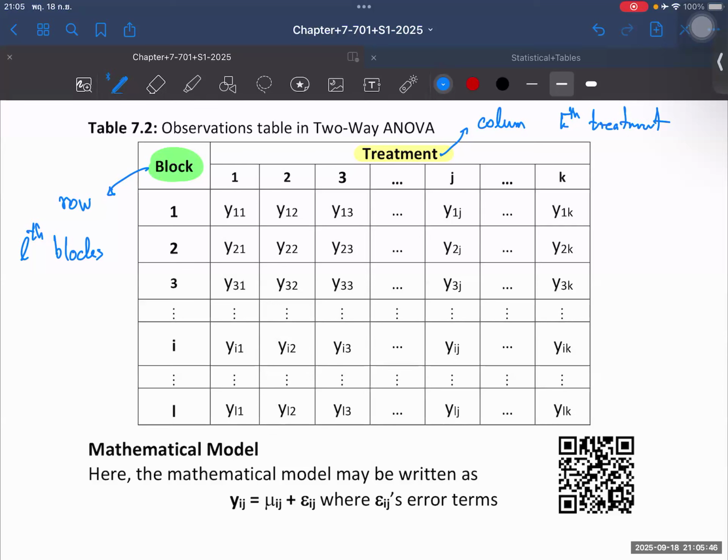So what about Y11? Y11 corresponds to the first treatment and the first block. So Y11 is only one unit. In each cell we have only one unit. You will see that this is one unit for each cell, so each cell is one value.